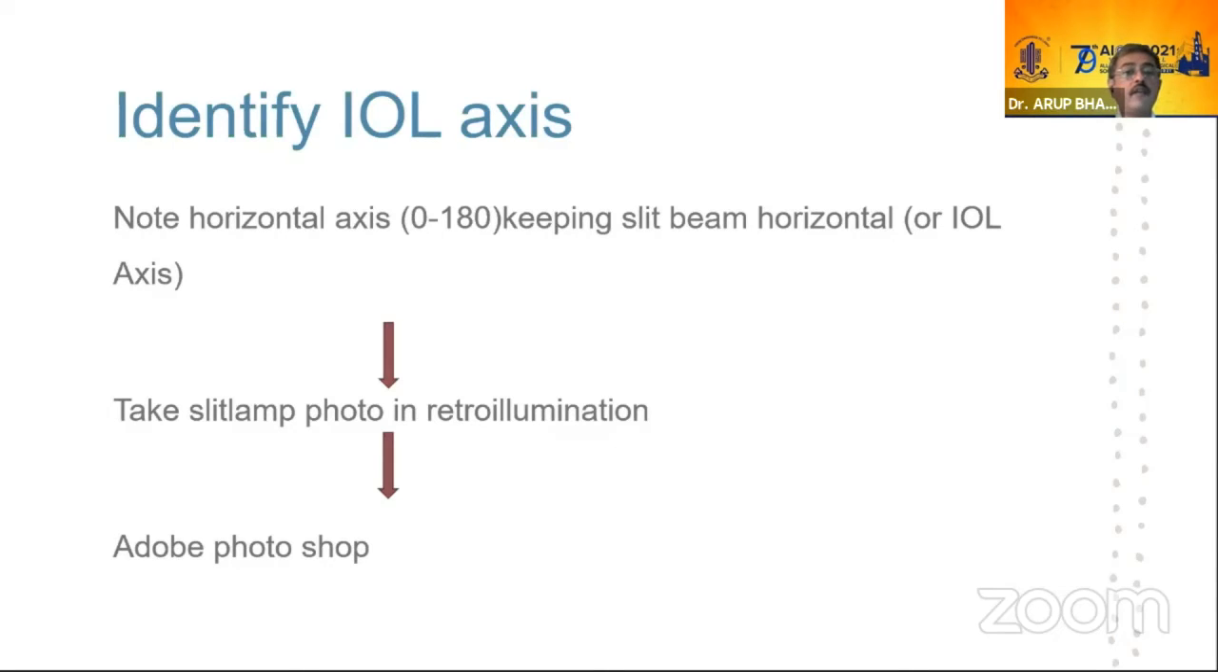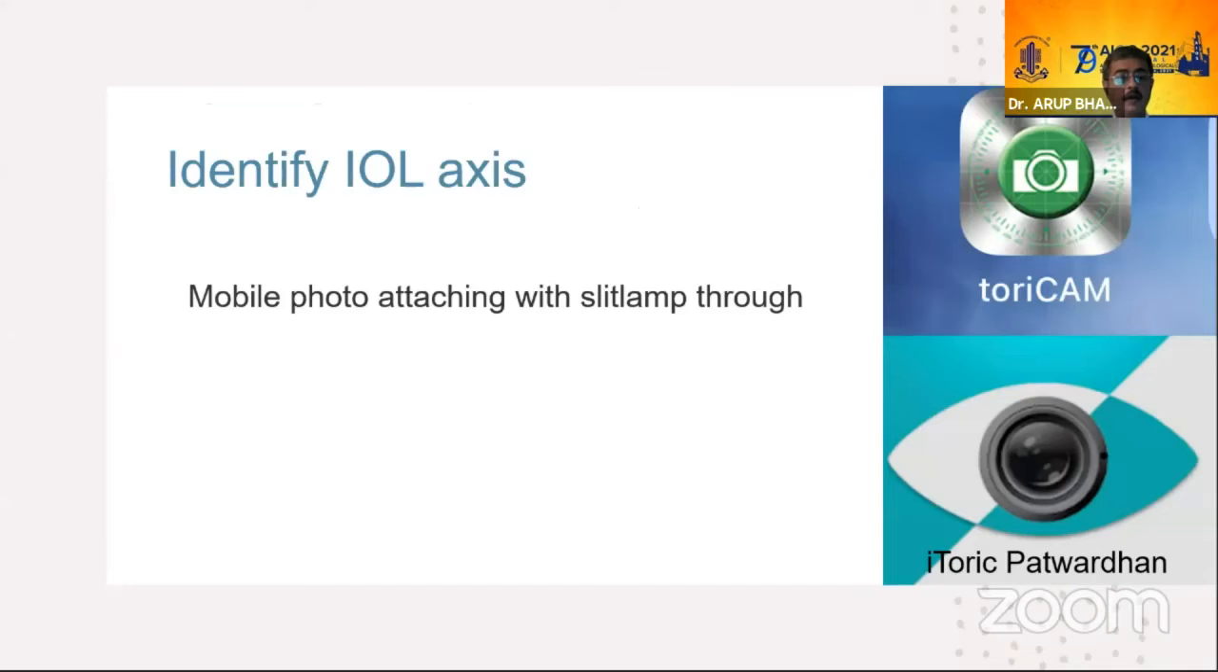But how do you identify the axis? Note the horizontal axis in the slit lamp, mark that, take a slit lamp photo in retroillumination, and adopt Photoshop, which is the CS7 version. It costs only 1400 rupees. You can use the caliper to identify the axis and rotation of the actual IOL.